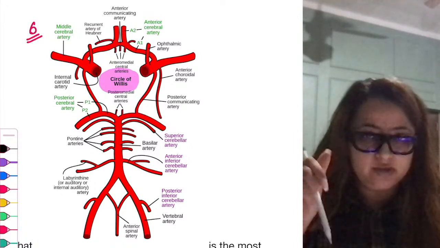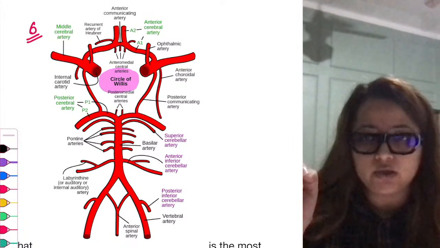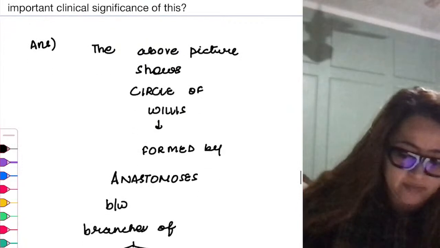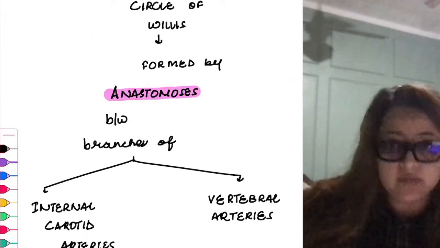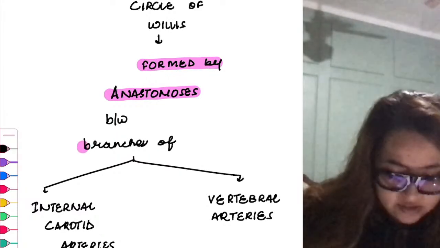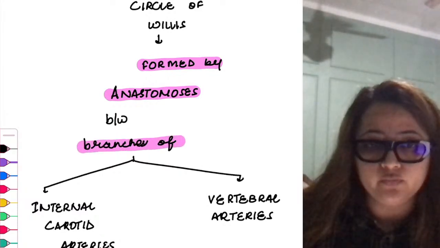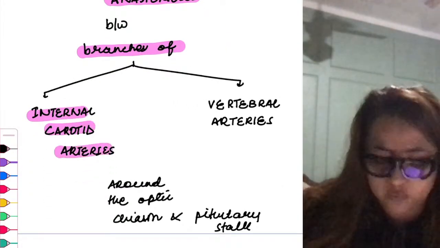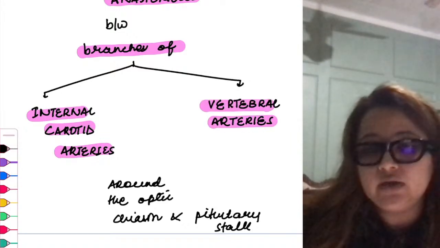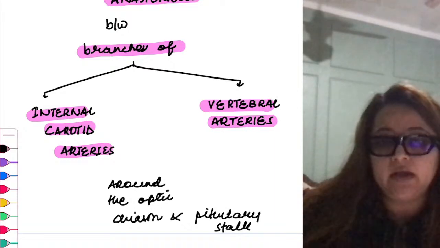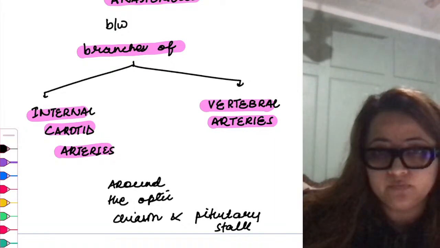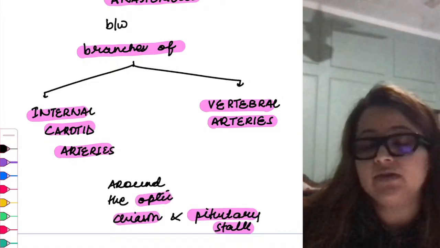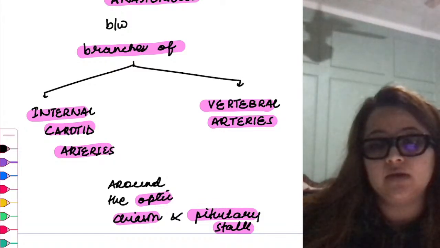First of all, if you can see, there are a lot of blood vessels that are joined together. So the circle of Willis is an anastomosis, a connection between the blood vessels, formed by an anastomosis between the branches of dash and dash. So what are those arteries? The answer is the internal carotid artery and the vertebral arteries. The branches of the internal carotid artery and the vertebral artery anastomose with each other around the optic chiasma and the pituitary stalk. Ultimately, this anastomotic network that is formed is known as the circle of Willis.